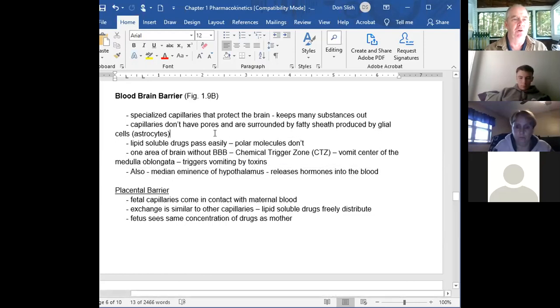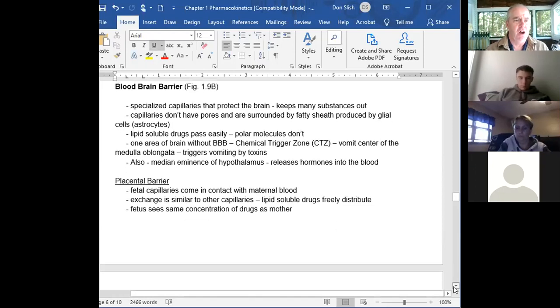Main thing I want you to remember in terms of blood-brain barrier is it protects your brain from everything polar. And the only place that doesn't work is in your chemical trigger zone, which is there to protect you from toxins. In terms of placental barrier, there's really not much of a placental barrier.